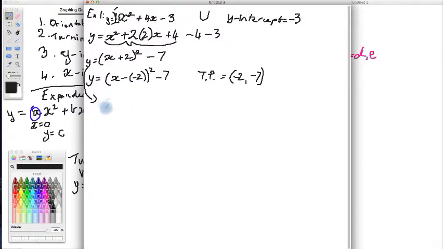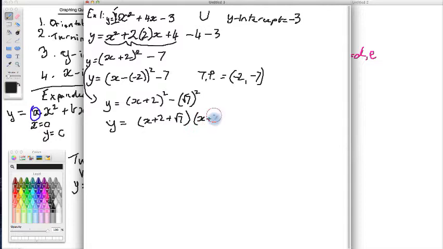So far we've got y equals x plus 2 squared. Now we've got minus 7, but 7's not a perfect square, so we've got to change it to the square root of 7 squared. Now it is a perfect square, and it's a negative sign, so it is a difference of perfect squares. So we use our difference of perfect squares formula, which is x plus 2 plus square root of 7 times x plus 2 minus the square root of 7.